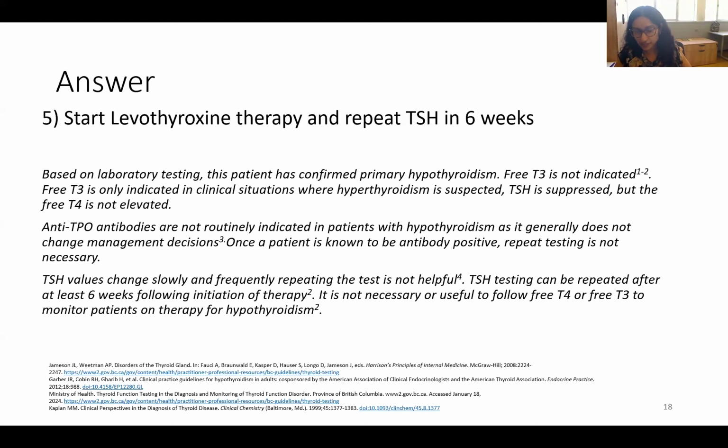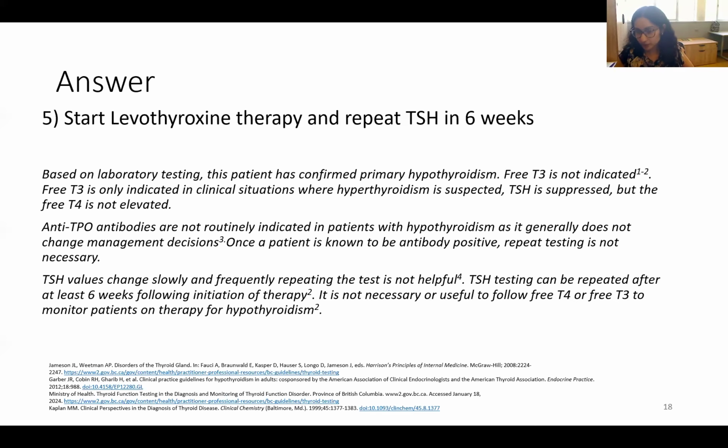I know this patient's TSH is elevated and their free T4 is low. This is primary hypothyroidism. Anti-TPO antibodies, I don't routinely do them in my patients with hypothyroidism because I know that Hashimoto's thyroiditis is going to be the most common cause of primary hypothyroidism. Unless it's going to change my management decision, particularly for this female, I wouldn't necessarily do it.